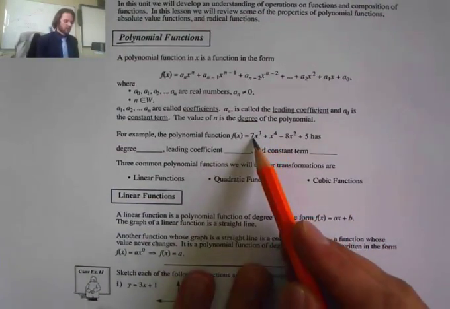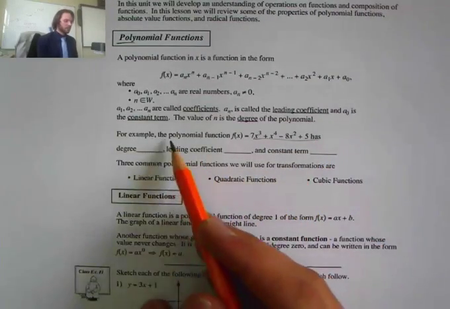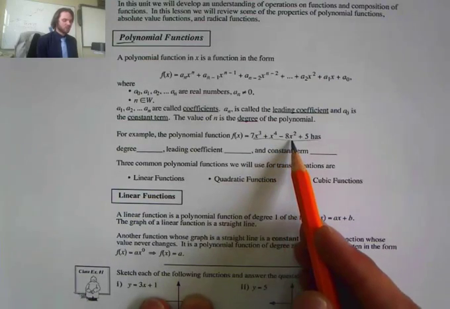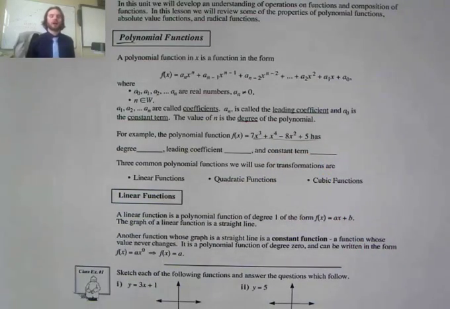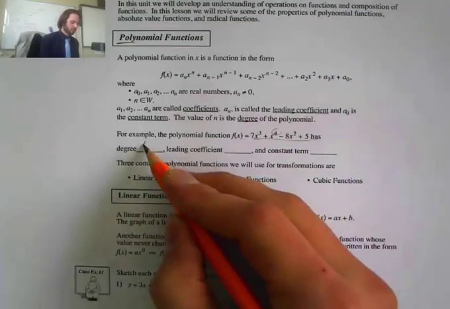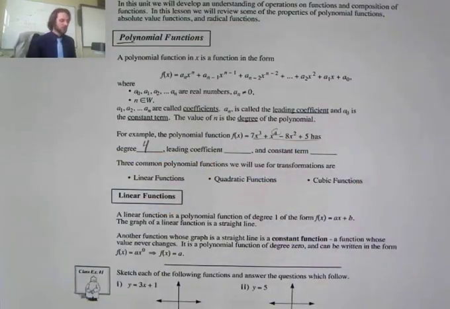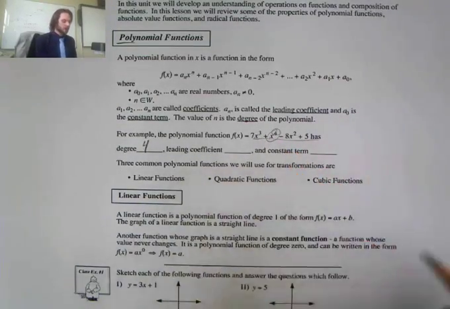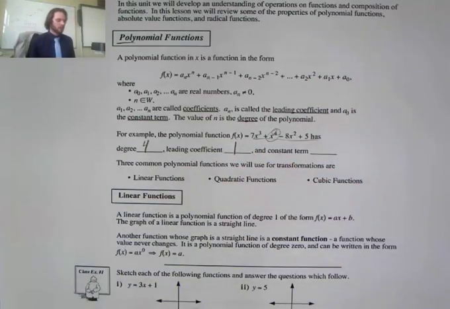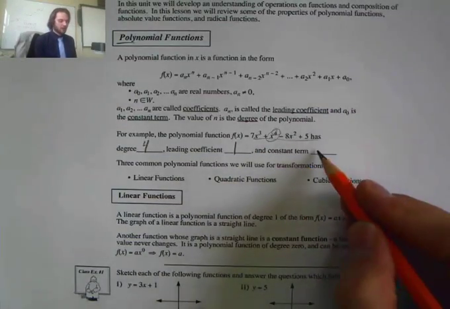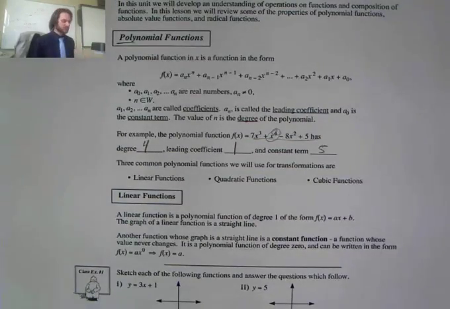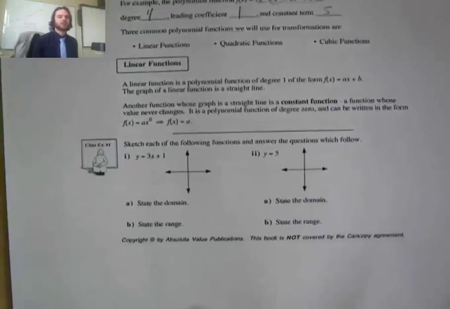I'm going to go ahead right here and we look at this. It says, for example, the polynomial function 7x cubed plus x to the 4 minus 8x squared plus 5 has a degree of, well, what is my largest degree? 4. So it's a degree of 4. And a leading coefficient of, well, the leading coefficient should be in front of your largest degree, which is going to be 1. And a constant term of 5. Now this constant term is also always your y-intercept. So let's continue to the next one here.